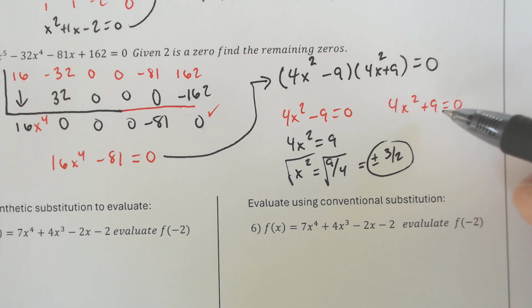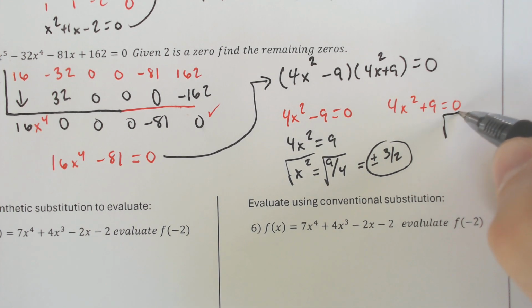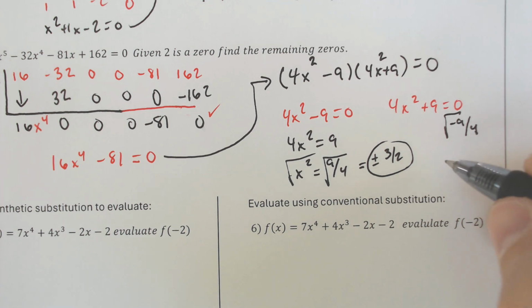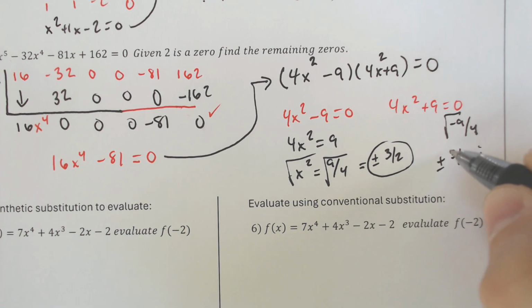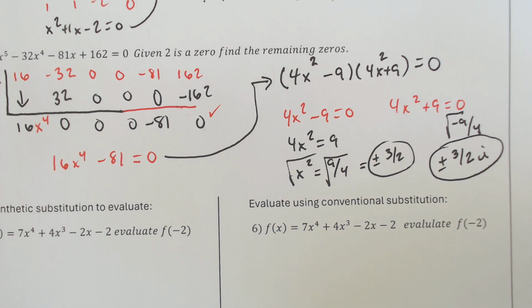The other one, the only thing that's going to change is a plus 9, so it is going to be the square root of negative 9 over 4, which means it's plus or minus 3 over 2, but it's imaginary because it was negative.